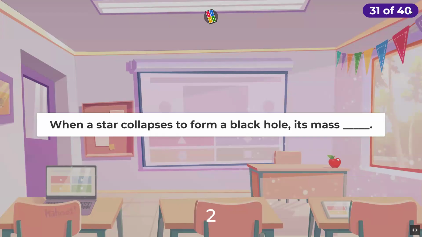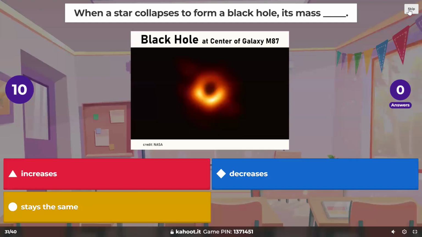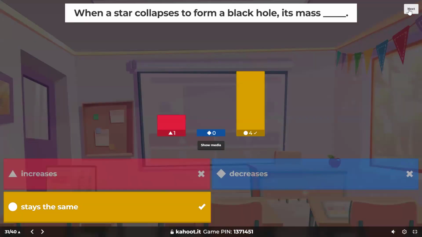When a star collapses to form a black hole, its mass. You guys remember conservation of mass? Conservation of mass. Yeah, it's conservation of mass right there.